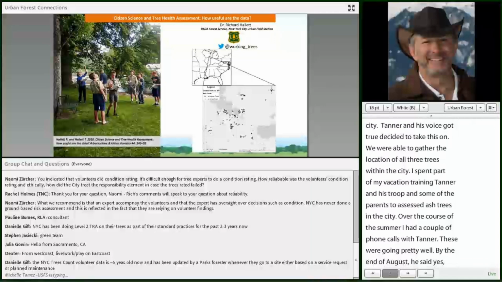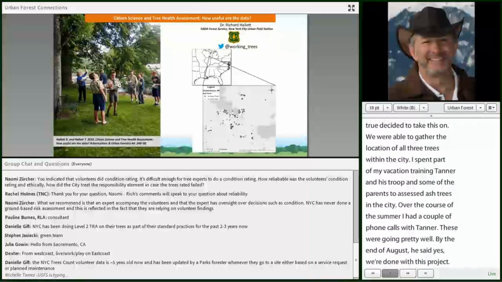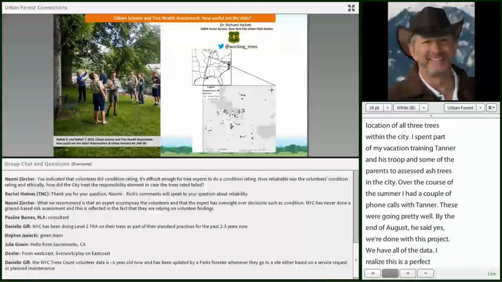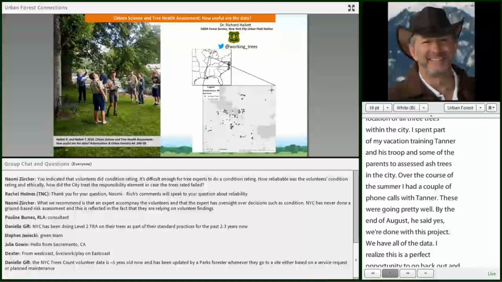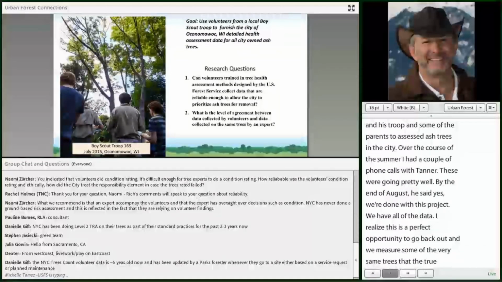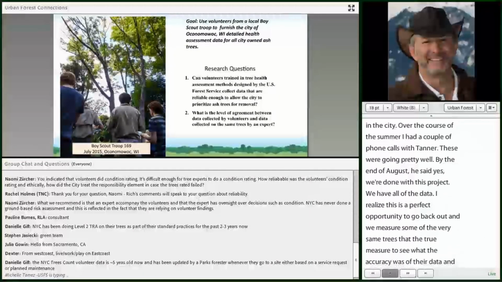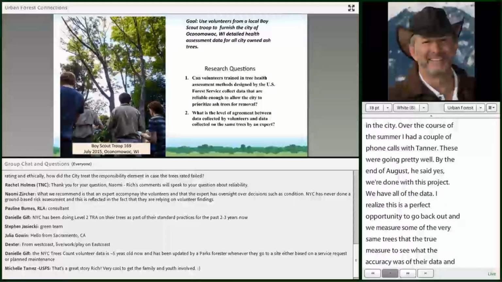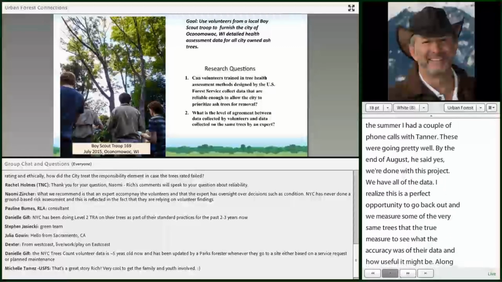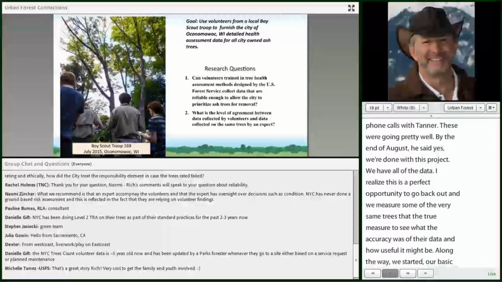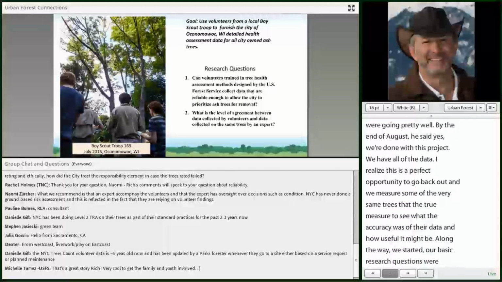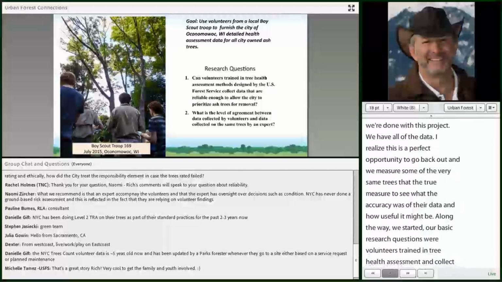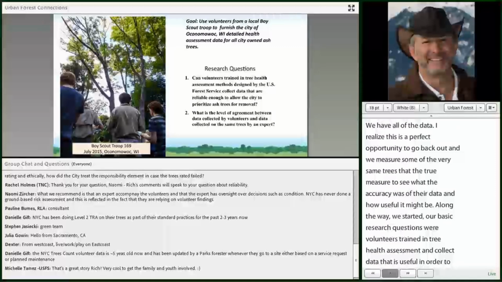And I realized that this was a perfect opportunity to go back out and remeasure some of the very same trees that the troop measured to see what the accuracy was of their data and how useful it might be. So first, our basic research questions were, can volunteers trained in tree health assessment actually collect data that's useful in order to prioritize ash trees for removal? And then what's the level of agreement between the volunteer ratings and the ratings by a tree health assessment expert?